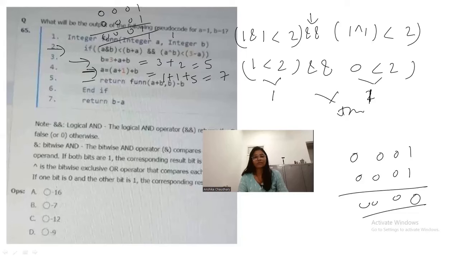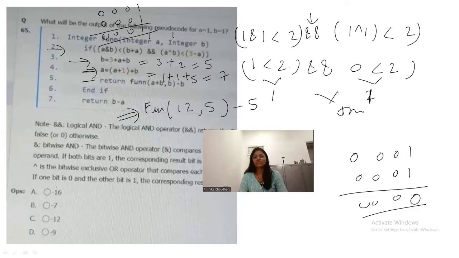And at line number 5, what we have to do? We have to make a call for the function, but the argument will get changed. So A plus B. So in place of A plus B, what we will do? We will add A and B. So 7 plus 5 will become 12, comma B. So V is 5. Minus V. V is 5. Okay, so this is our answer basically.